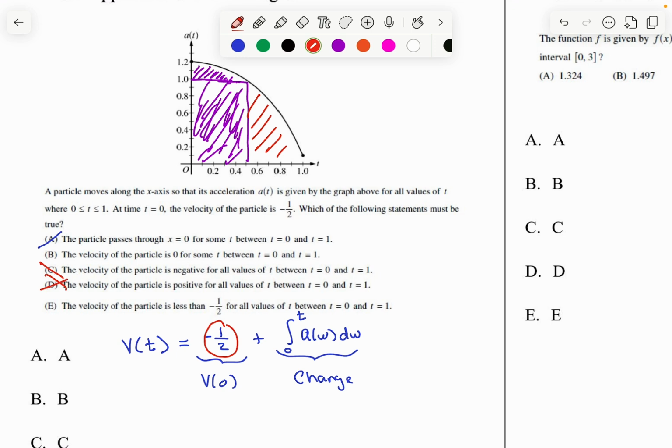And then it says the velocity of the particle is less than 1/2 for all values of t between 0 and 1. Well, no, actually, negative a half is going to be the lowest it'll be because we are going to accumulate positive area. In other words, the velocity is increasing. And so that can't be true. So as I mentioned, it's B. That the velocity of the particle is 0 at some time t between 0 and 1.